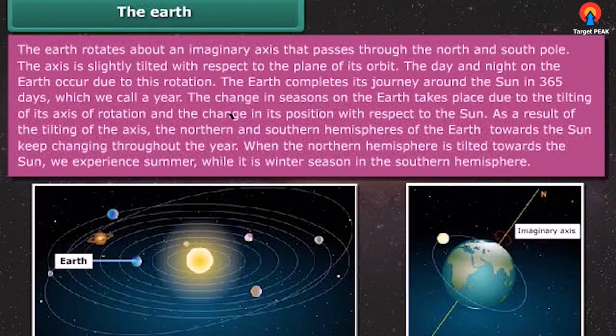As a result of the tilting of the axis, the northern and southern hemispheres of the Earth toward the Sun keep changing throughout the year. When the northern hemisphere is tilted towards the Sun, we experience summer, while it is winter season in the southern hemisphere.